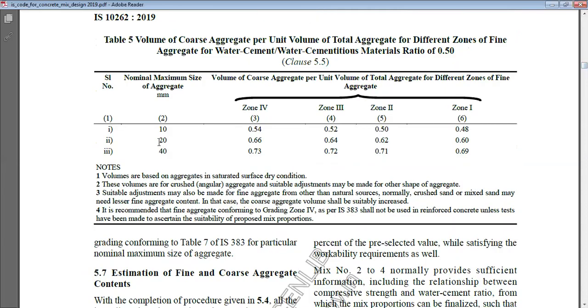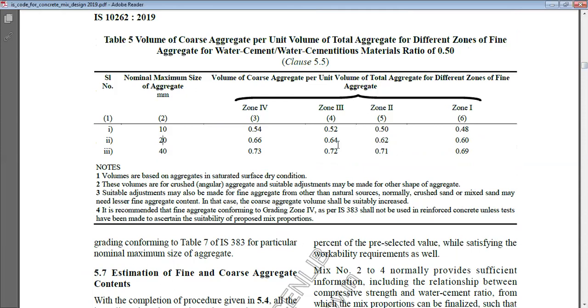The nominal size is 20 mm. The zone of the coarse aggregate is zone 2. No problem, it is going to be zone 2. Hence the volume of the coarse aggregate becomes 0.62.